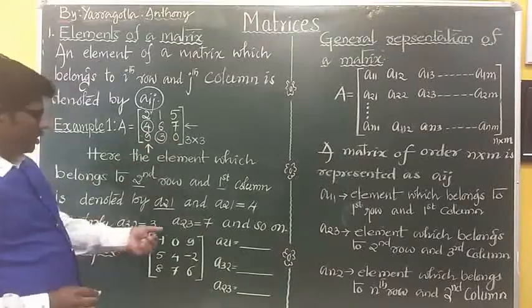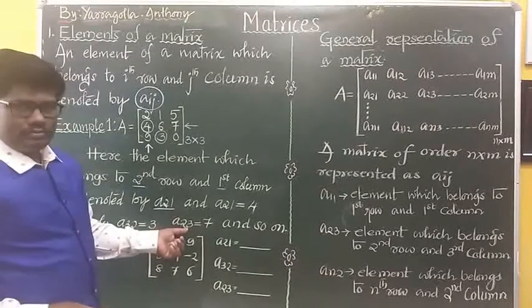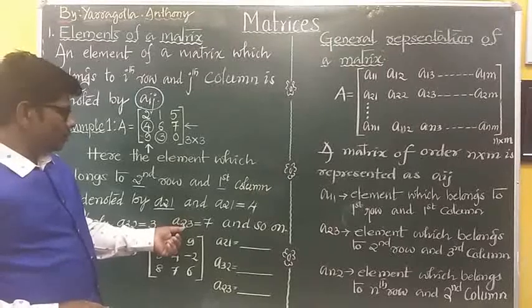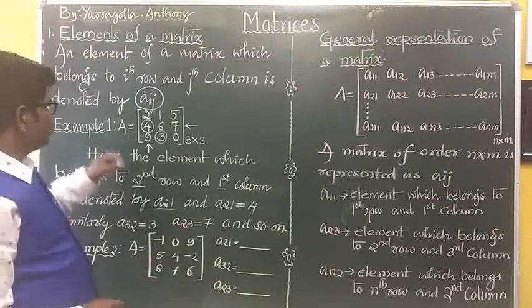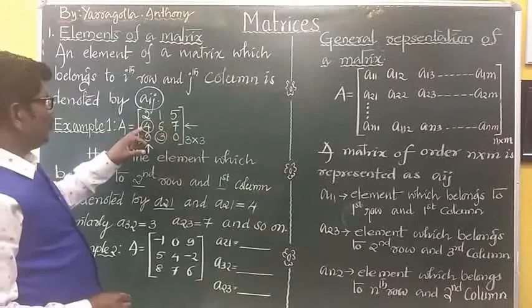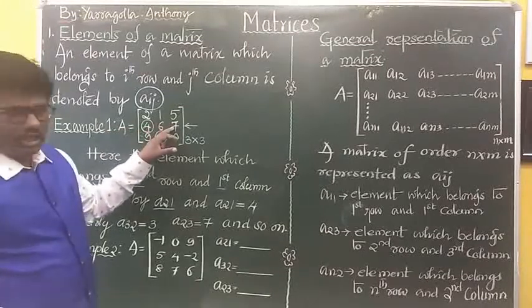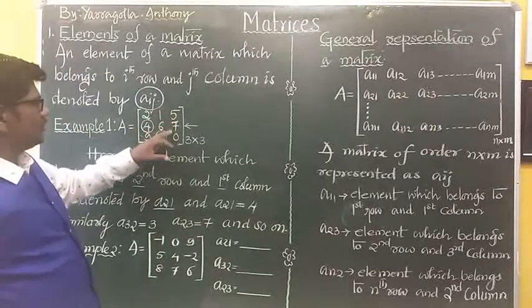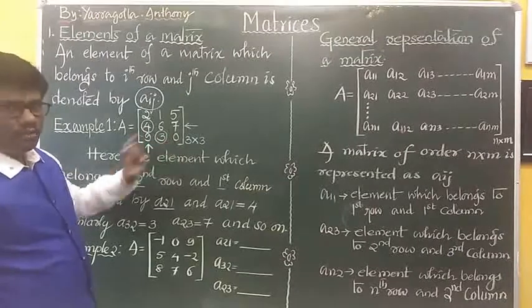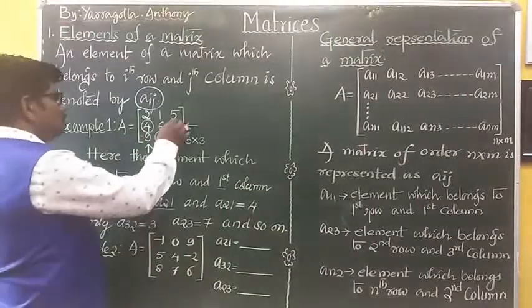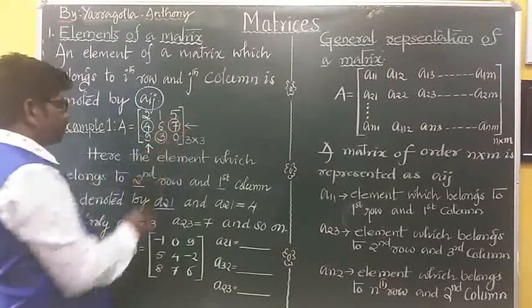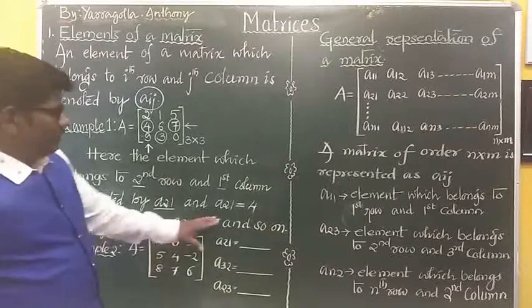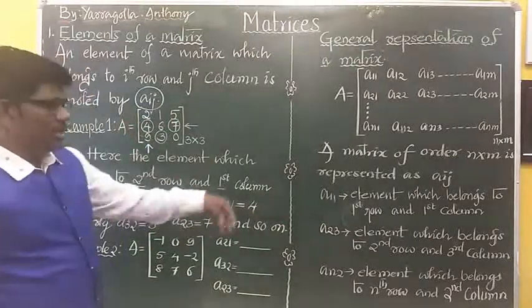Okay, now let us see another one. A23. What is the meaning of this? The element which is in the second row and third column. Now we know that 4, 6, 7 belongs to the second row, and 5, 7, 0 are in the third column. So which element is going to come here? This 7 belongs to the second row and third column. And we can find the other elements' positions in the same way.